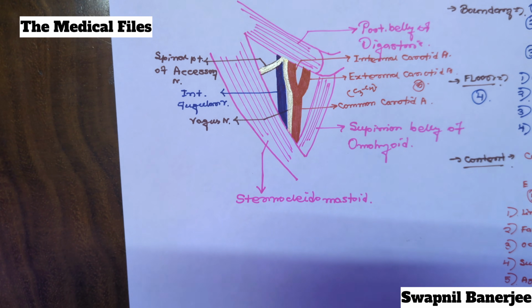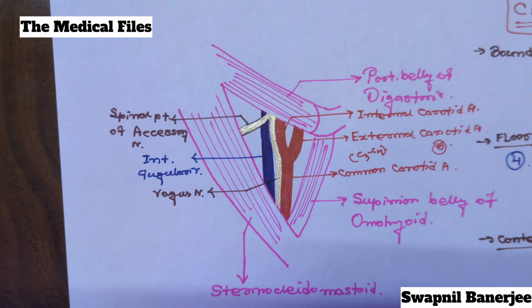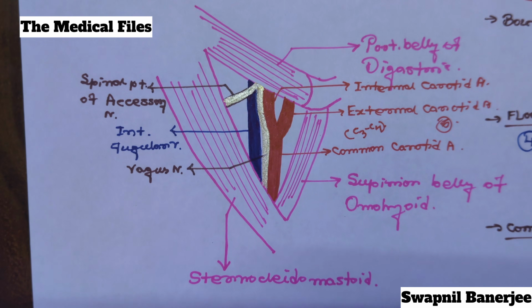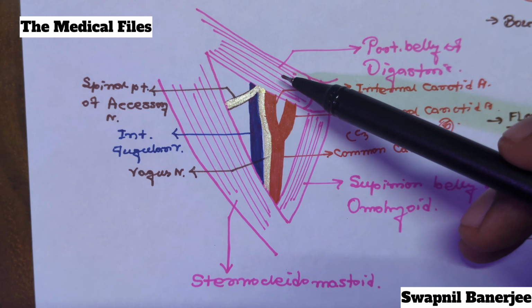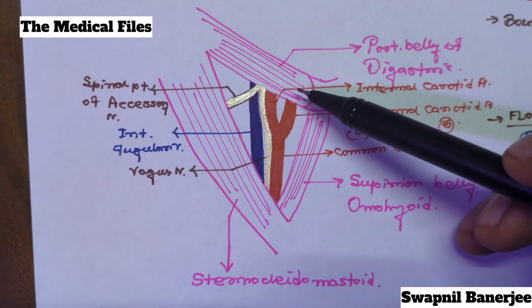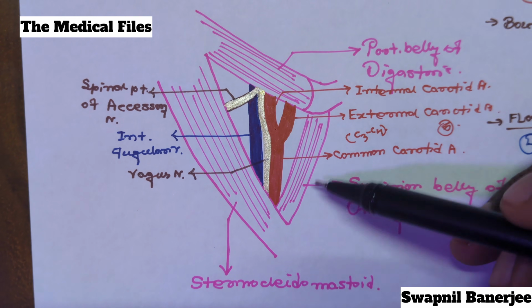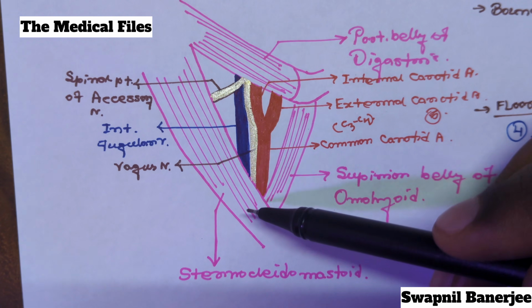Again, coming to the image, let me zoom it a bit. I think it will be clear. We'll study a bit about the image. So here again, let's summarize it with me. The boundaries: anterior superior, anterior inferior, posterior. These 2 muscles are forming this boundary: posterior belly of digastric and stylohyoid, and this one is by the superior belly of omohyoid, and this one is by the sternocleidomastoid muscle.